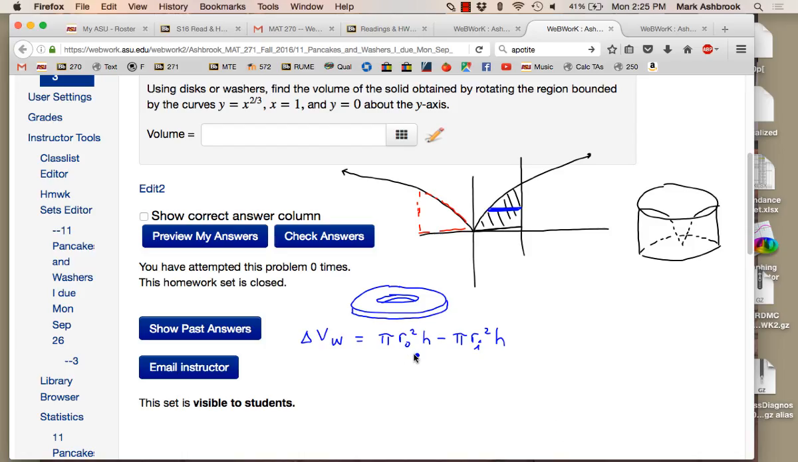And so all we need is, what is our h, first of all? That's going to be this right here. That's going to be a little change in y, so that'll be h. Now our outer: the y-axis is the center of rotation, so the outer radius is going to be from there out to here. What is that outer radius?